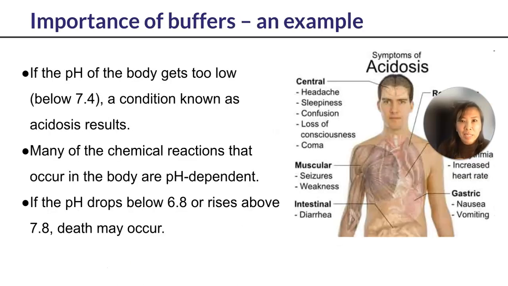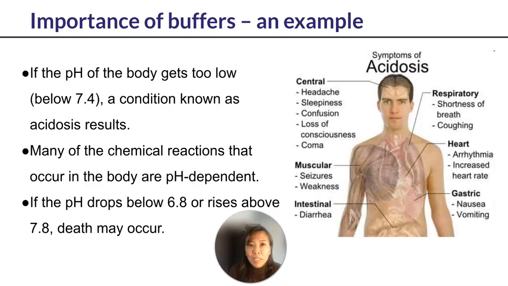Okay, so this is an example of it, right? If our pH gets too low, below 7.4, that is also known as acidosis. You'll see symptoms of this: your heart rate will increase, you might get out of breath, you might feel kind of nauseous, like you want to vomit, you might get kind of headachy and confused. These are all examples of what can happen.